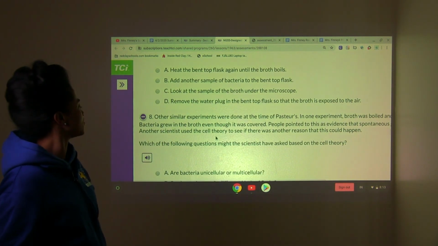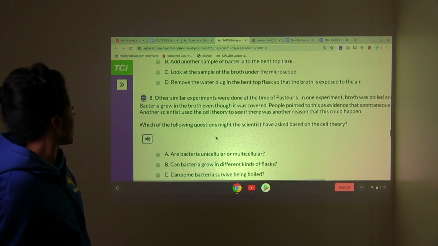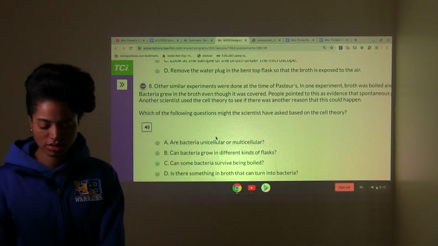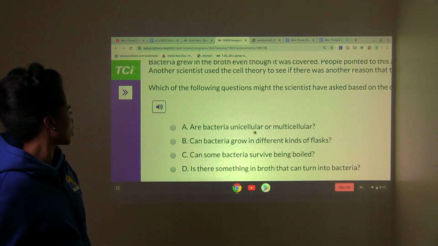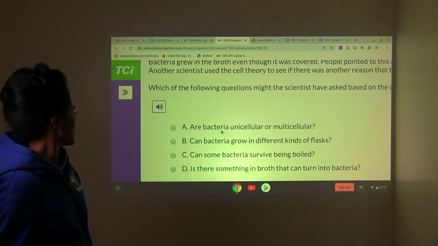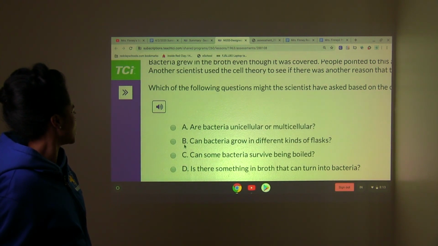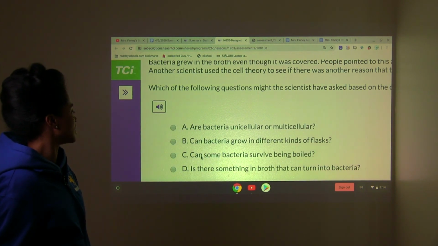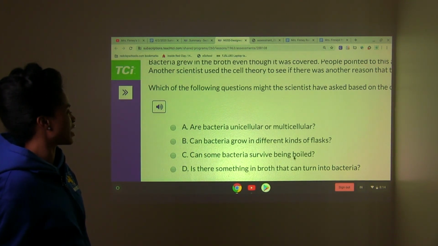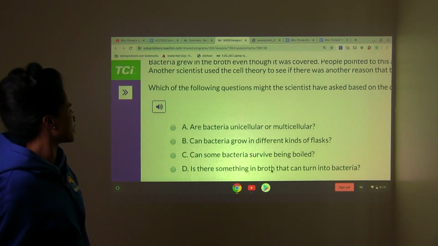Which of the following questions might the scientist have asked based on the cell theory? Question number 1. A, are bacteria unicellular or multicellular? B, can bacteria grow in different kinds of flasks? C, can some bacteria survive being boiled? Or D, is there something in broth that can turn into bacteria?